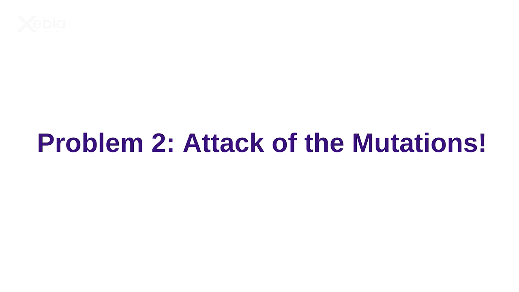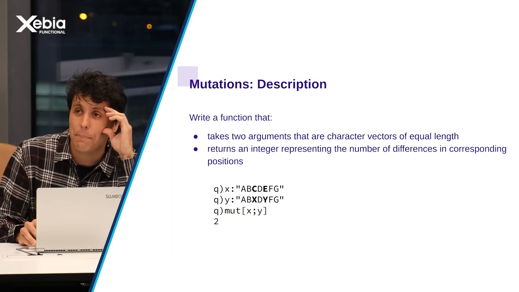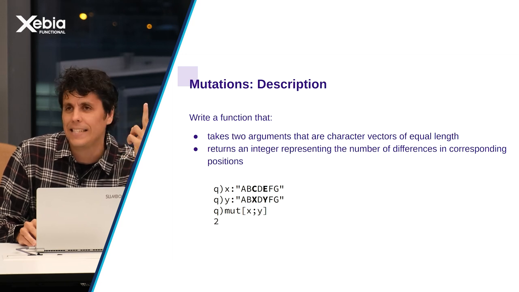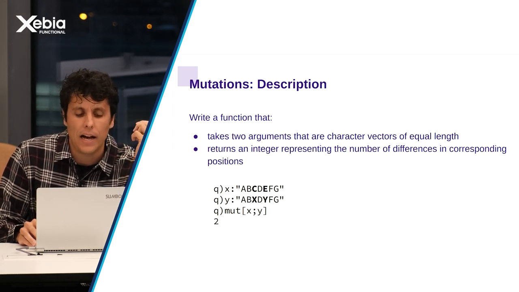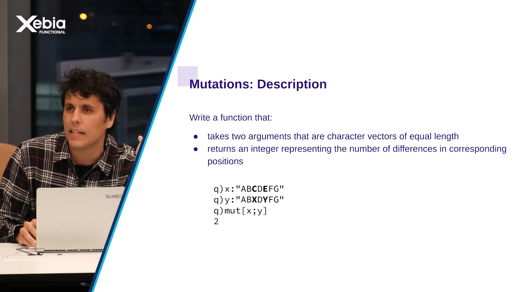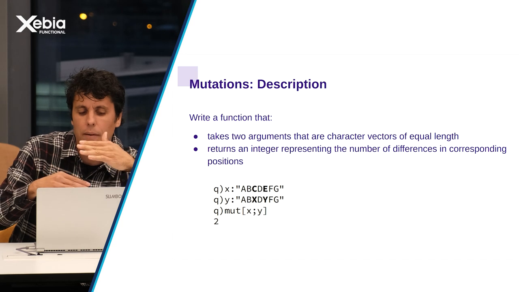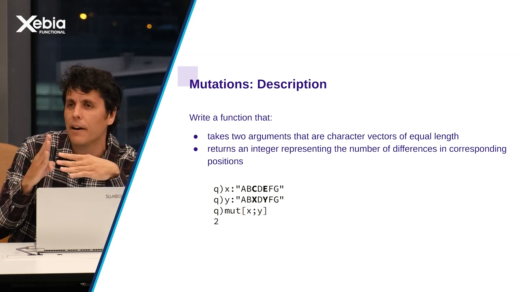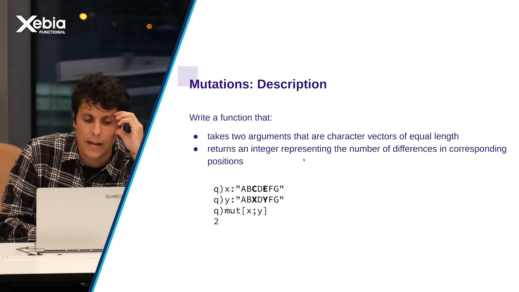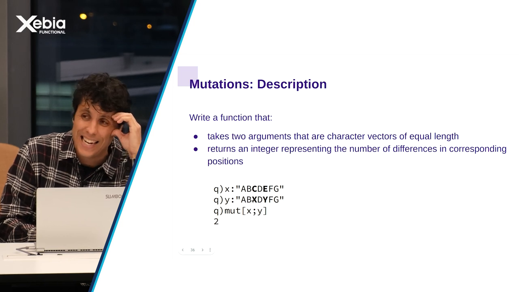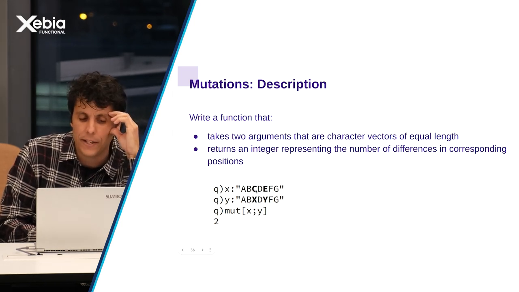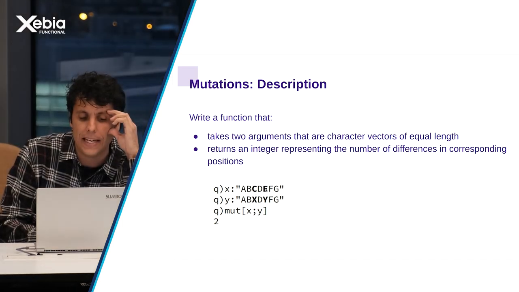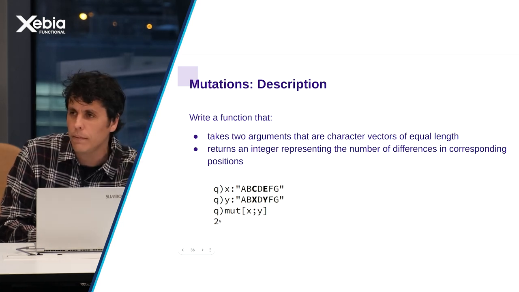This is the attack of the mutations. Don't worry, this is easy as well. This is the description of the problem. It takes two arguments, two strings, and we simply have to identify the Hamming distance. I mean, we have to put both arguments together, and identify which elements are different from one list to another. So here we have A, B, C, D, E, F, G. And the second argument, the y argument, is a, b, x, d, y, f, g. So the C and the X are different. The E and the Y also are different. So the result of this mut function should be 2. Okay, this is clear?